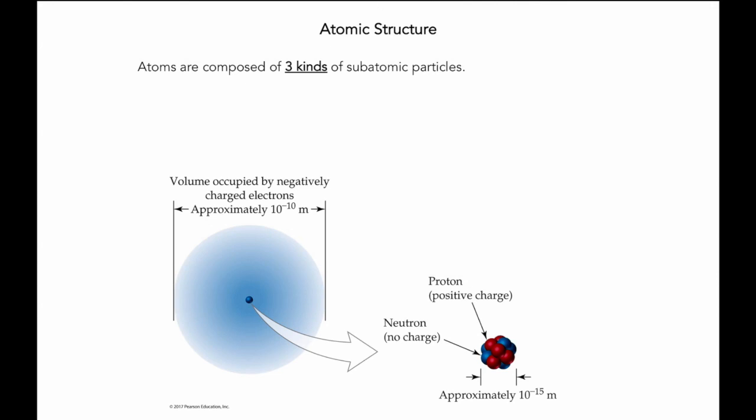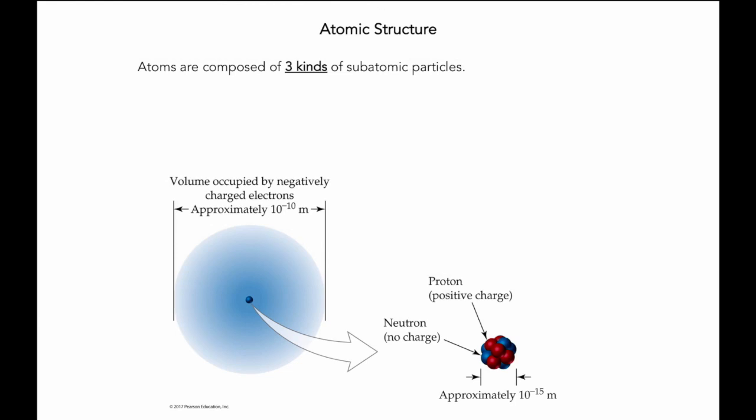Okay. So, atoms are composed of three kinds of subatomic particles. Atoms do have building blocks, but those building blocks don't have the same properties as the element that the atom is a part of. This is going to be true for all atoms. We have protons, neutrons, and electrons.